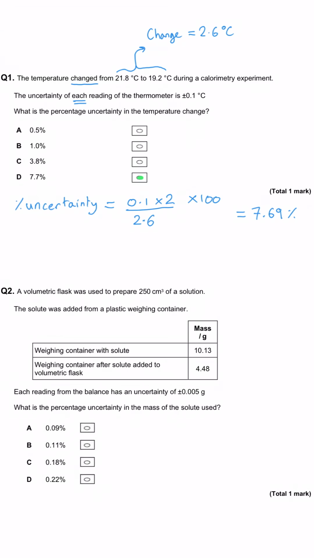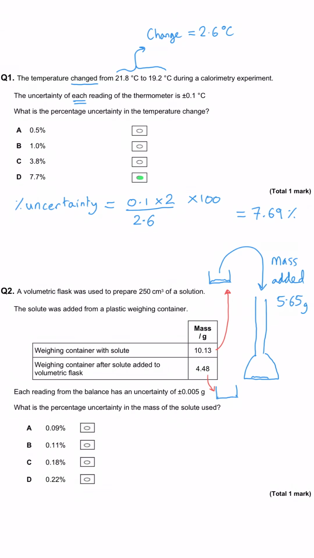Similarly, question 2 involves a change as well, because what we're doing is adding some solute to a volumetric flask. We're shown here that the mass of the container with the solute is 10.13 grams. Then that solute is removed and put into the volumetric flask, and the container now is 4.48 grams. And so the mass that's been added to that volumetric flask is the difference between those two, 5.65 grams.